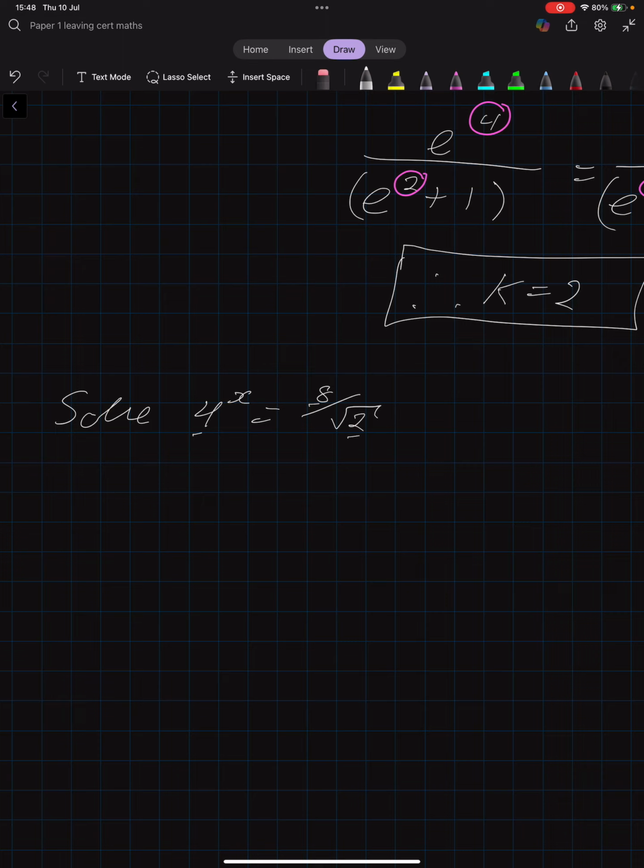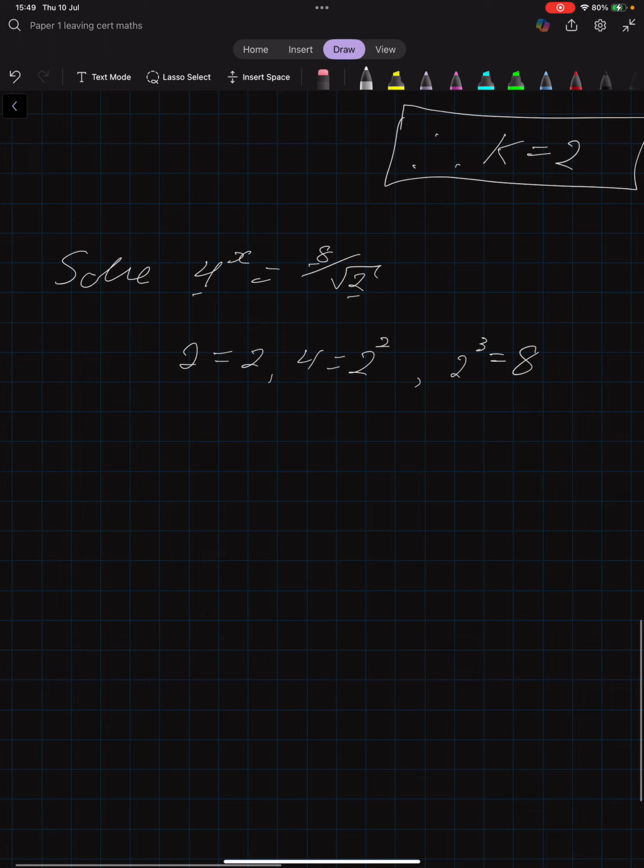So here I have that 2 is equal to 2. 4 I know is equal to 2 squared, so 2 times 2 is 4, and I know that 2 cubed is equal to 8. So the very first thing that I want to do is change every single number to the same base number. So I'm going to get rid of the 4 and the 8 and change them all to 2's. So it's 2 squared to the power of x is equal to 2 cubed divided by root 2.